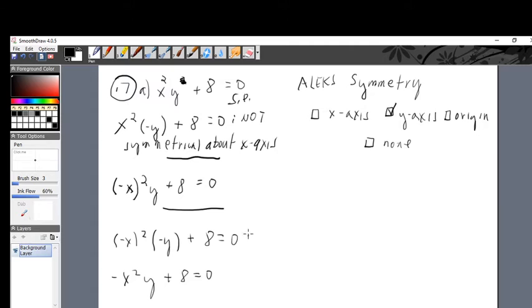So now, what do we conclude? We conclude that it's not symmetrical about the origin.